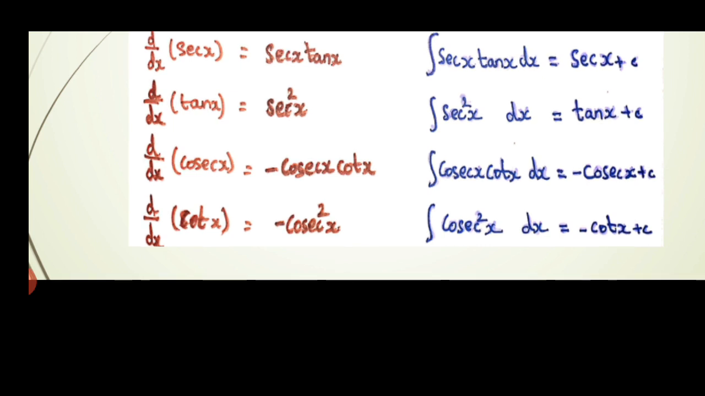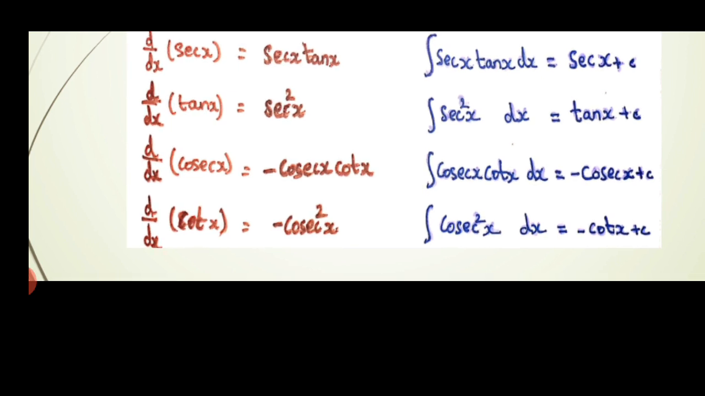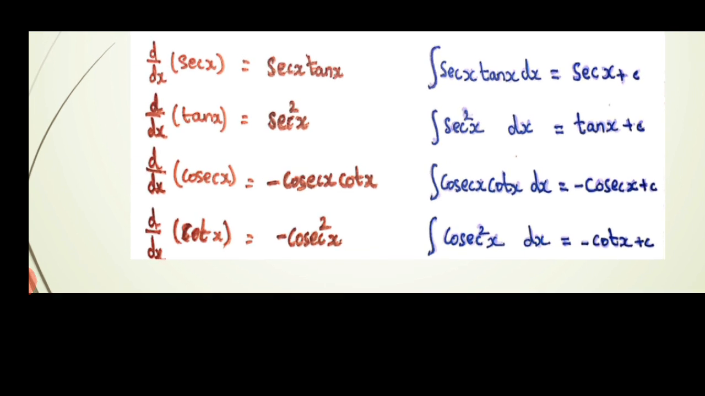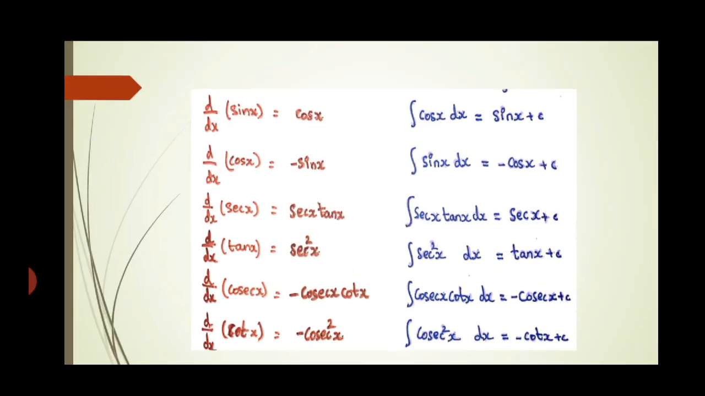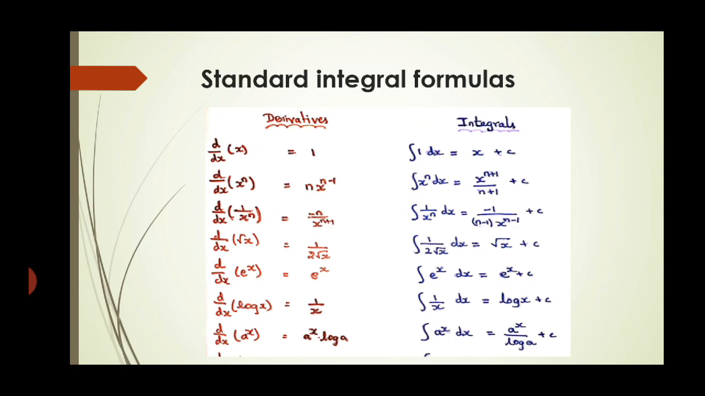The derivative of cot x is minus cosecant square x. So when you integrate cosecant square x, you get minus cot x. So these are the formulas of derivatives and integrals. You have to be very clear about the derivatives, then only you can easily see the integral formulas, because in the integral the answer is given and we have to find the question, and that's the reverse process of differentiation.